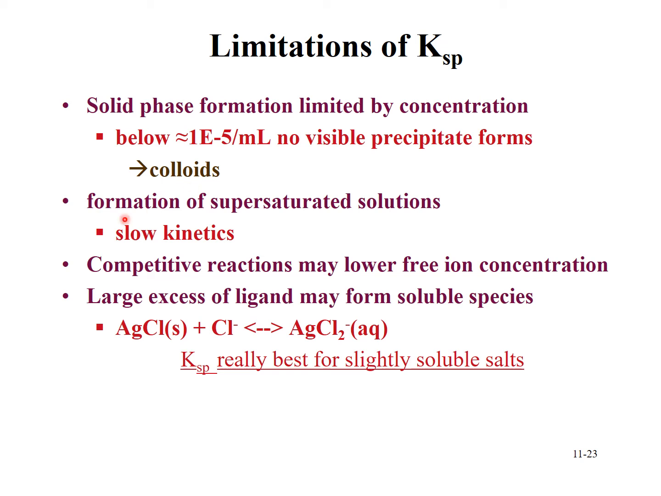And often you can have formation of other species that aren't considered in the KSP. For instance, with silver chloride, if I have excess chloride, I can form an anionic soluble species. KSP values are really best for slightly soluble salts.